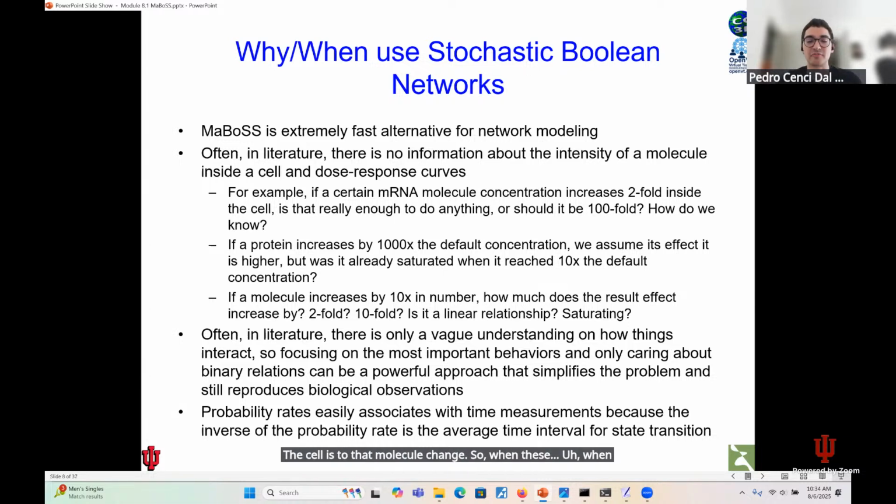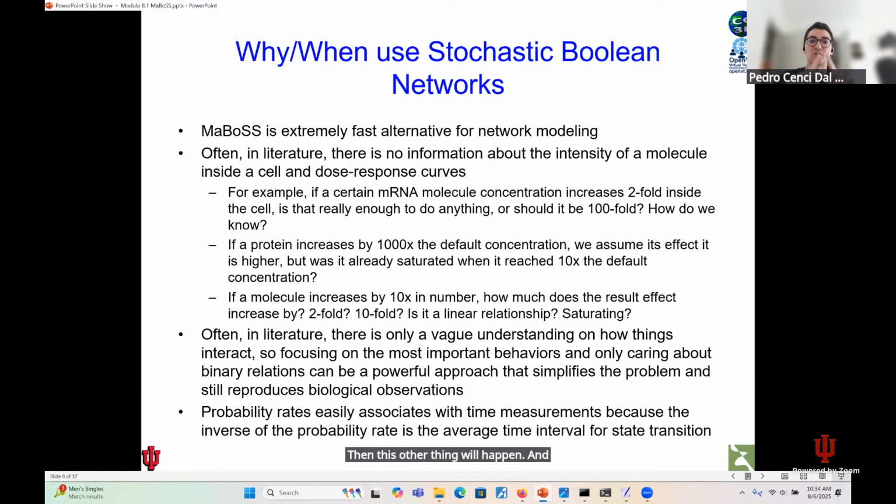when this kind of information is absent, using stochastic Boolean networks is often a good idea. So in the literature, you will mostly find a vague understanding of how things interact. For example, if we increase this thing, then this other thing increases or decreases. So how do you use stochastic Boolean networks? You look for the most important behaviors that you observe in the literature, and you incorporate that in your stochastic Boolean networks by saying if this thing is active, then this other thing will happen.